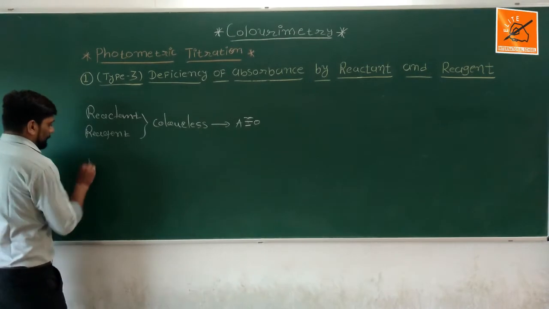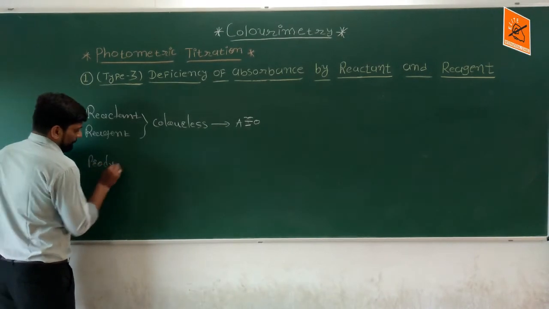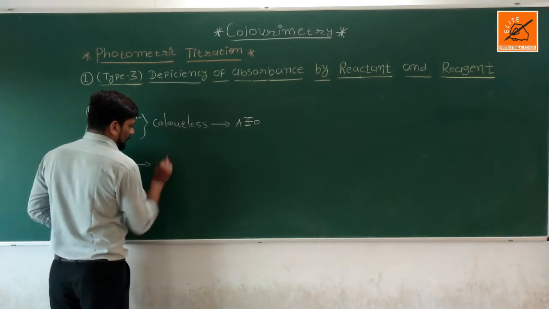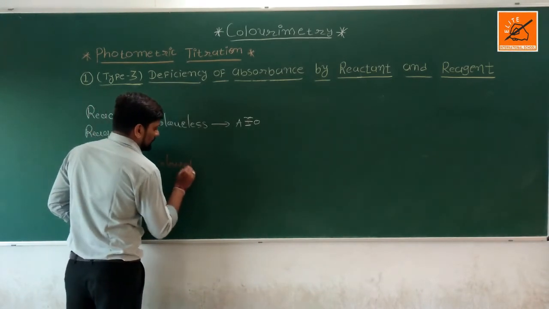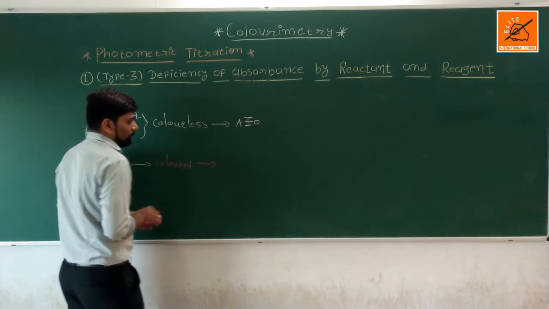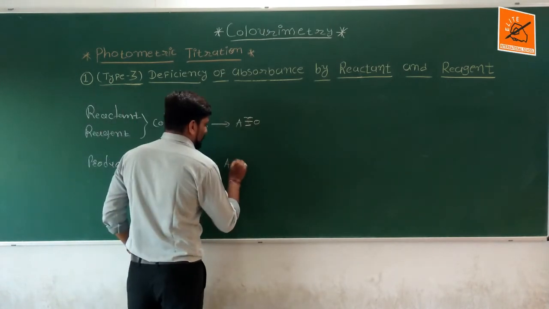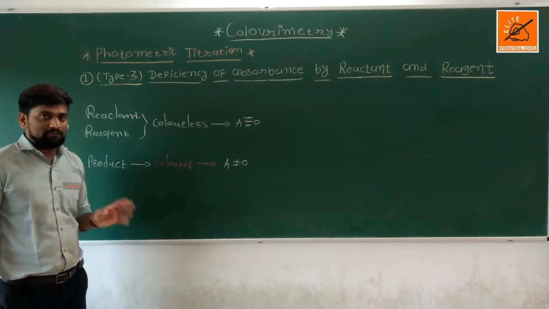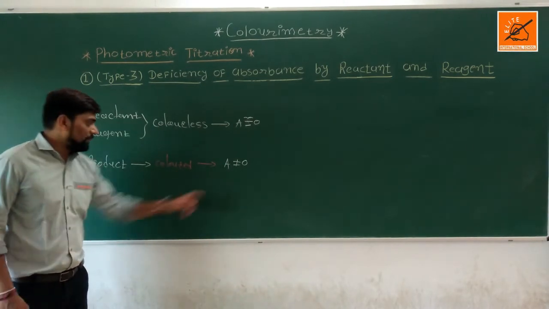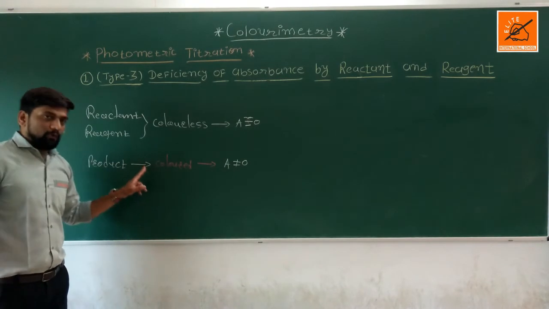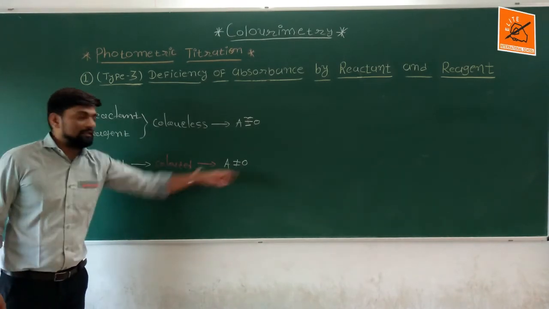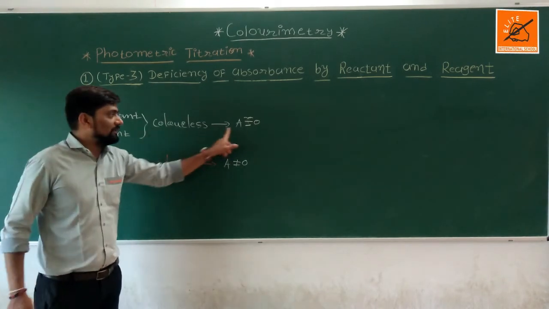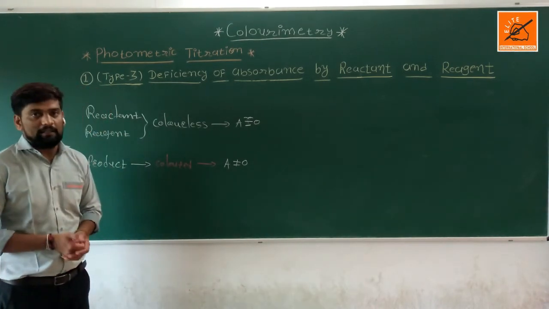And the third component, the product. The product formed in the flask is a colored compound. So the absorbance does not equal 0, because the colored compound absorbs light. Here the reactant and reagent both are colorless, that's why the absorbance is approximately 0.